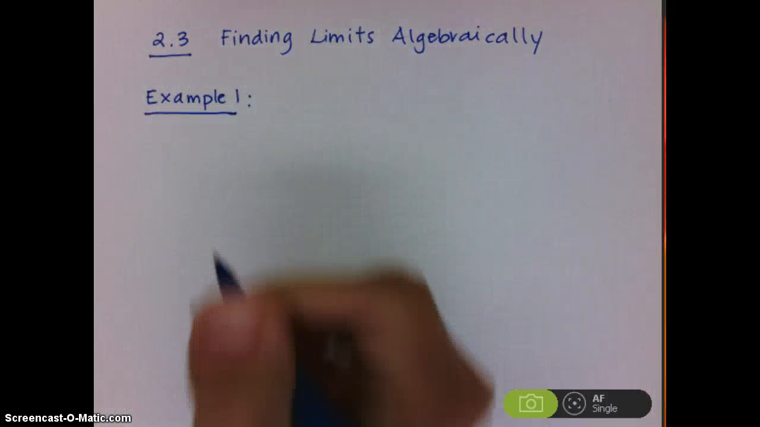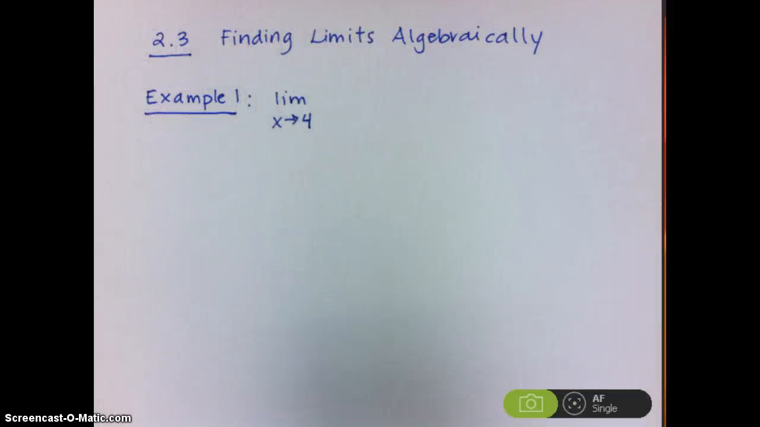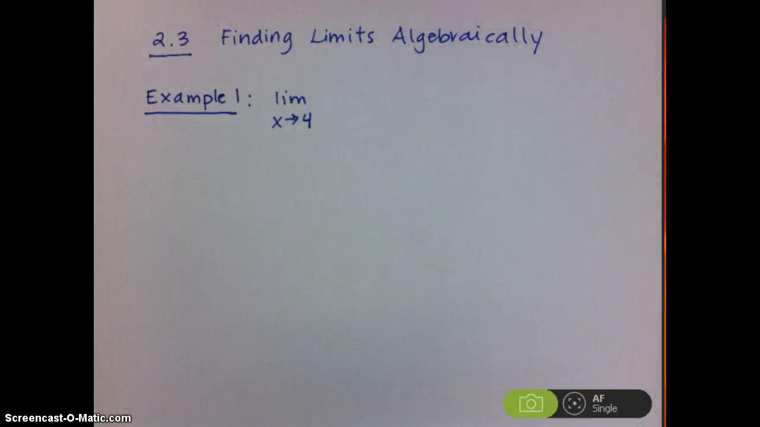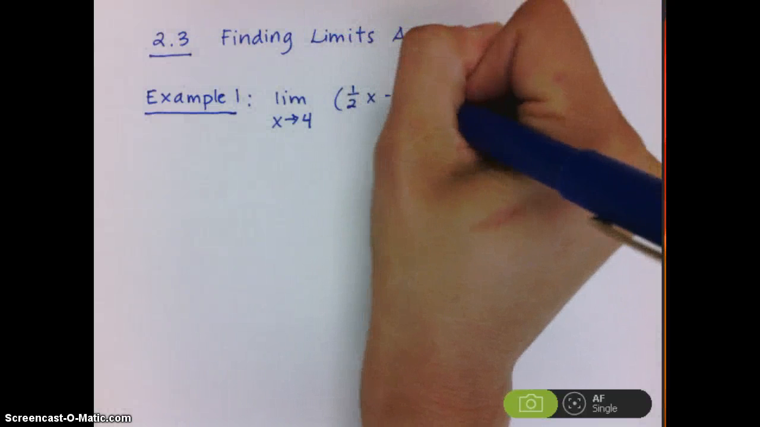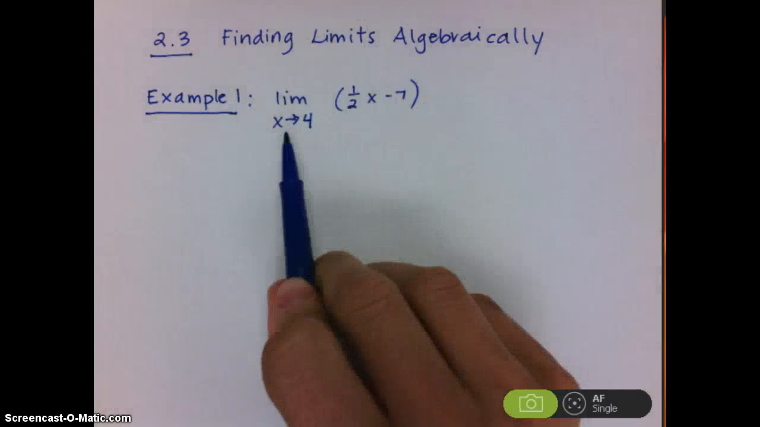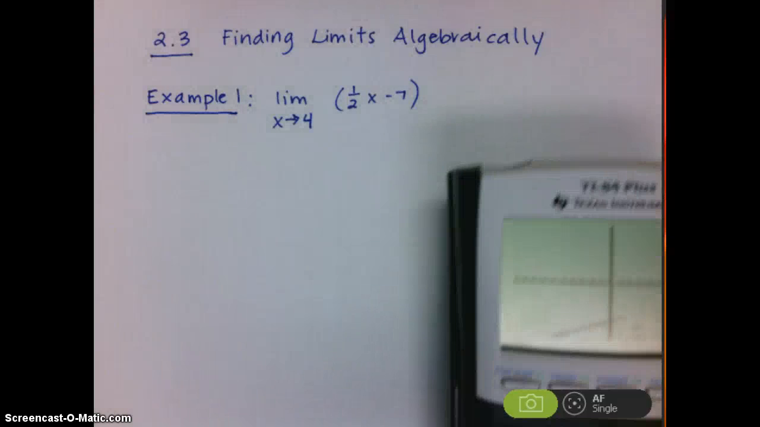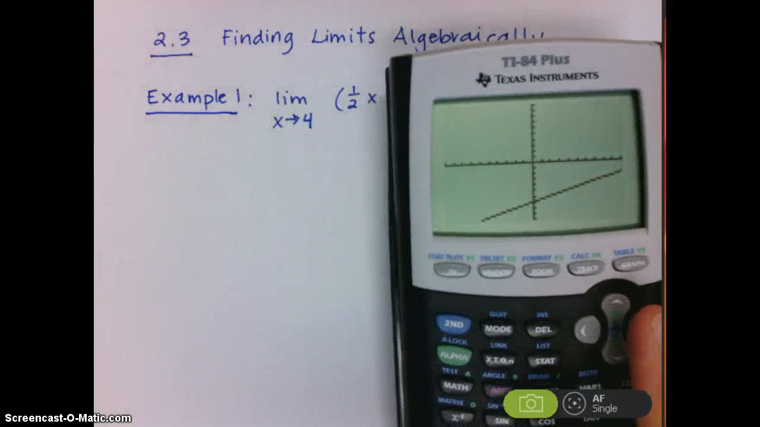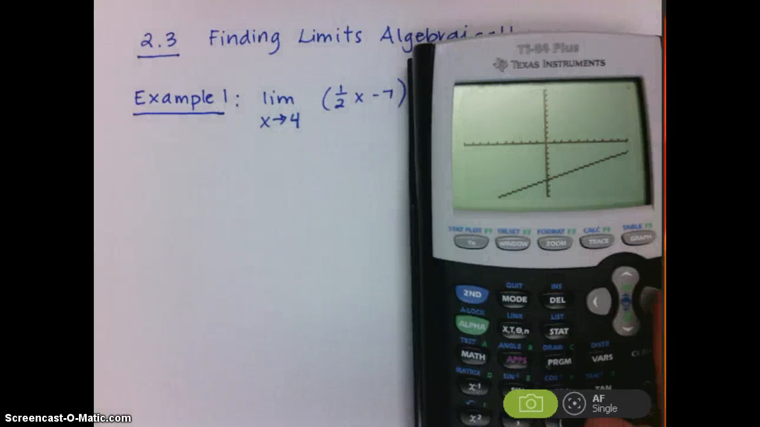And in this example, we are looking to find the limit as x approaches 4. Remember, that is from both the right and left, because those limits have to agree in order for the limit to exist. And we're going to be looking at this linear function 1/2 x minus 7. So we want to find the limit as x approaches 4. And so what I've done is I've graphed that function just for a quick and easy sketch here of what that graph would look like. I use my graphing calculator.